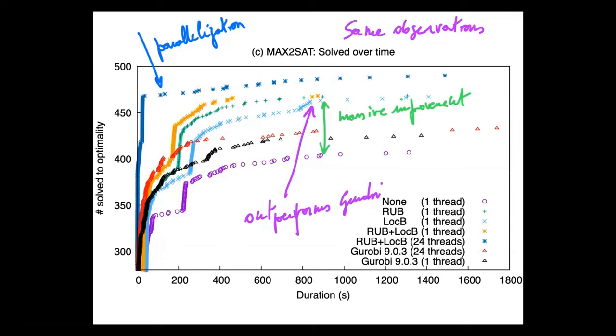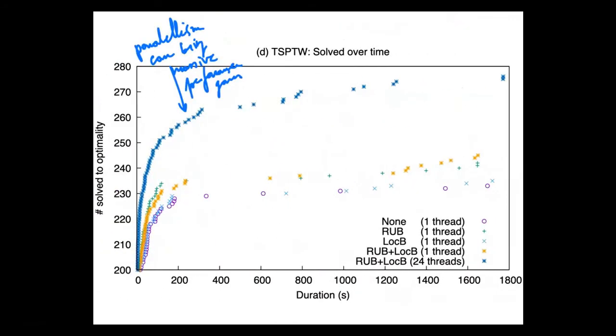It's not always clear which of the improvements of either rough upper bound or local bound brings the most, but what is clear is that we observe that on all problems, the version with the combined 2 heuristics improve quite a lot. And finally, on the traveling salesman problem, we can see that, again, parallelism is huge. It provides huge benefits.